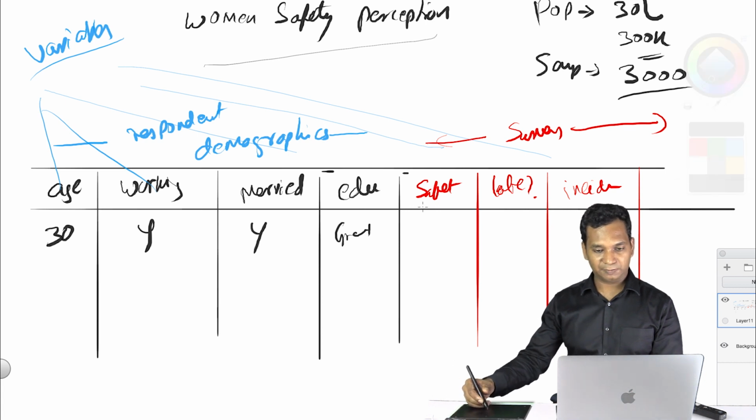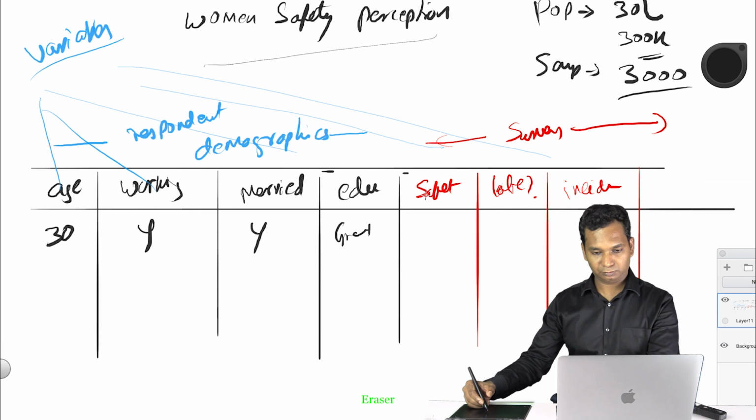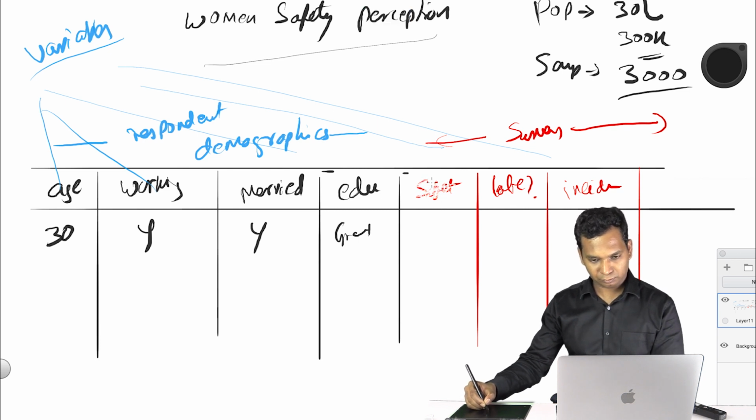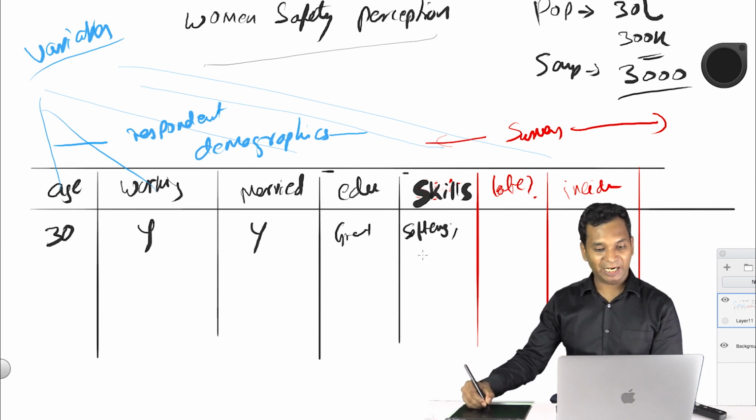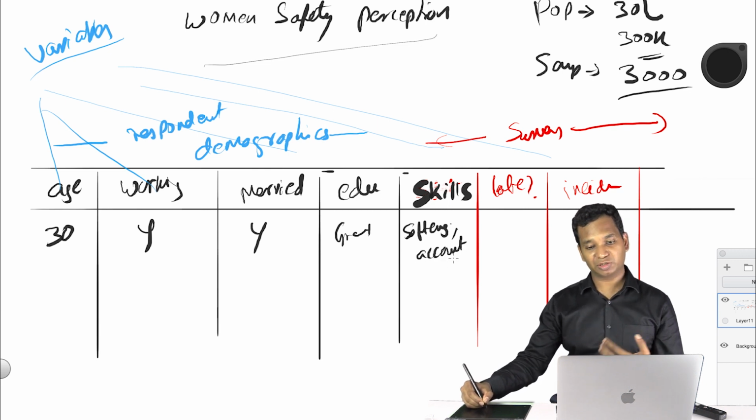Okay, so no problem. So I'm going to say skills, maybe skills. Okay, skills, and then something related to the incidences. So skills, maybe she is a software engineer. People can also have multiple skills, right? So maybe she is also an accountant, or she knows accounting.